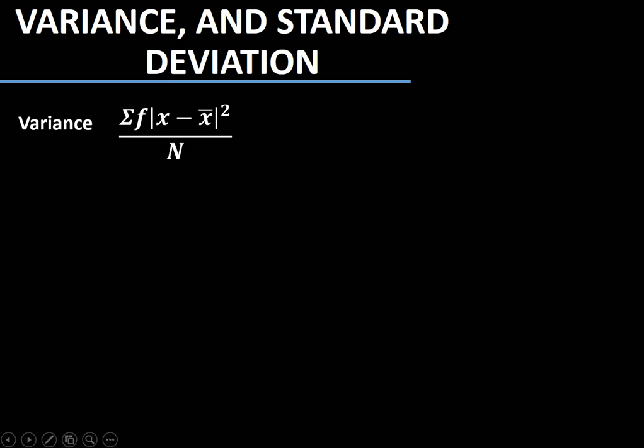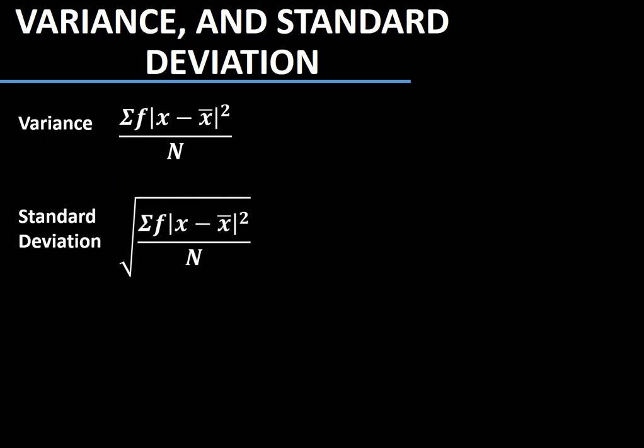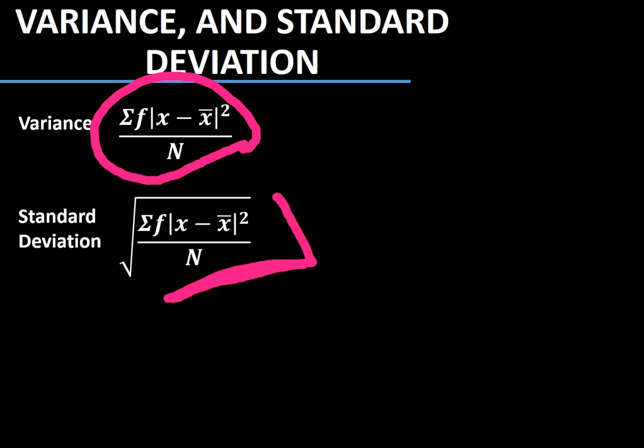So, standard deviation. Standard deviation is simply defined as the square root of the variance. As you can see, the variance is inside the square root. So instead of just this value standing alone, we have a square root outside of it. That's just the difference. Once you have the value of your variance, your standard deviation is going to be the square root of that variance.